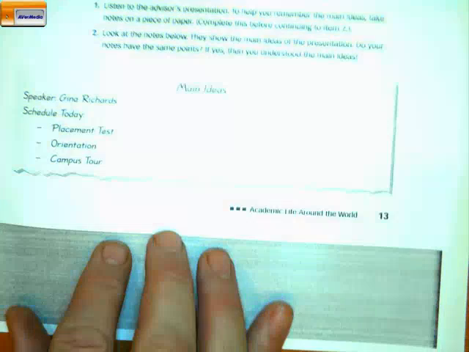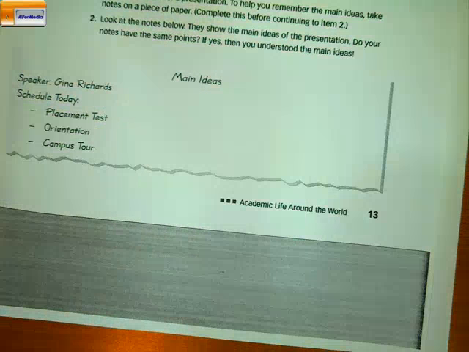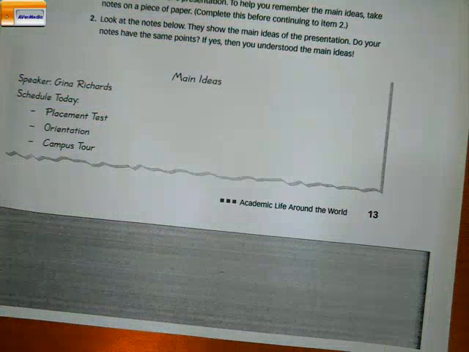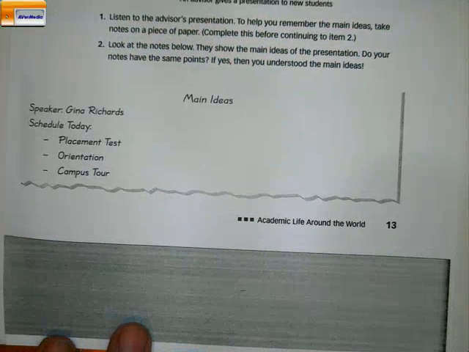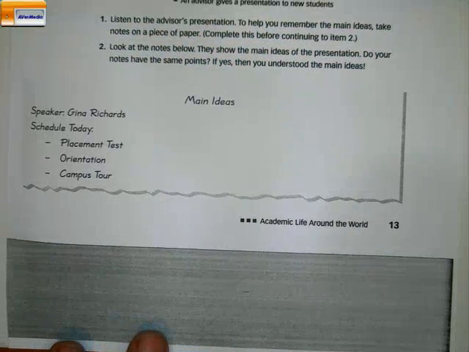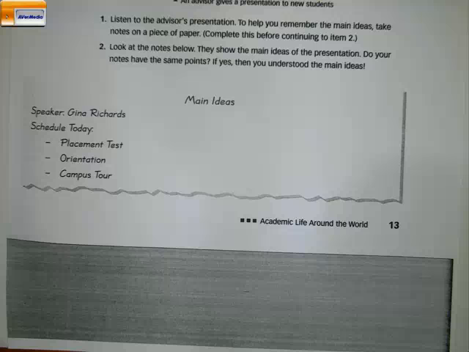Now, if you were listening carefully and you took notes, you should have noticed there were 3 main divisions, as was indicated by the speaker. He spoke about a placement test, an orientation, and a campus tour. Now, these are the extensive points that you should have noted while listening to this presentation. You can go back and listen to it again, of course, but in the future, when you are tested, you must get information down. Let's go to the next page and see more specific information.